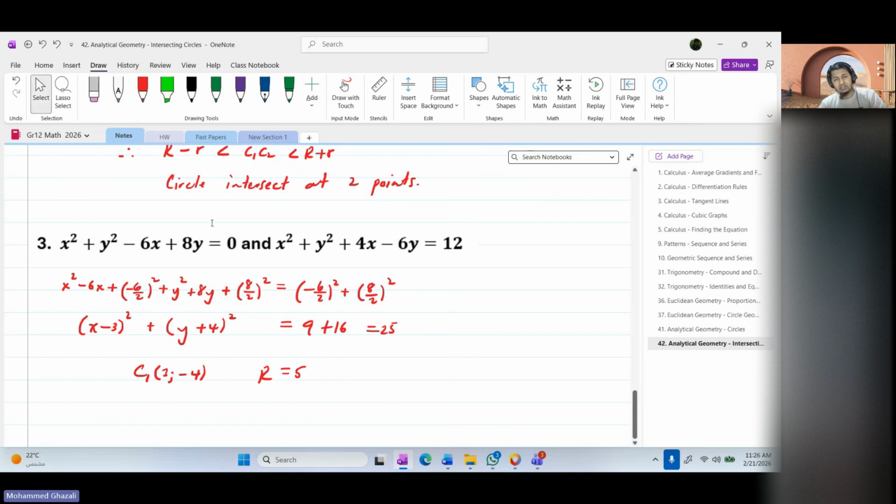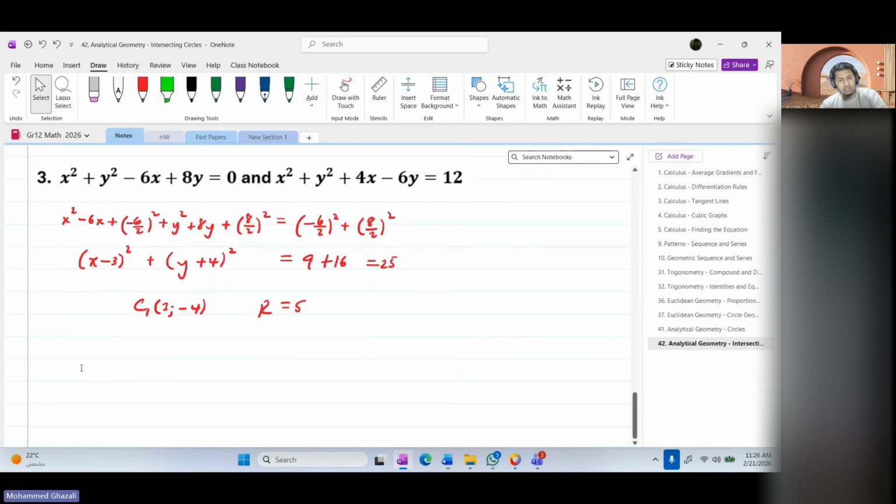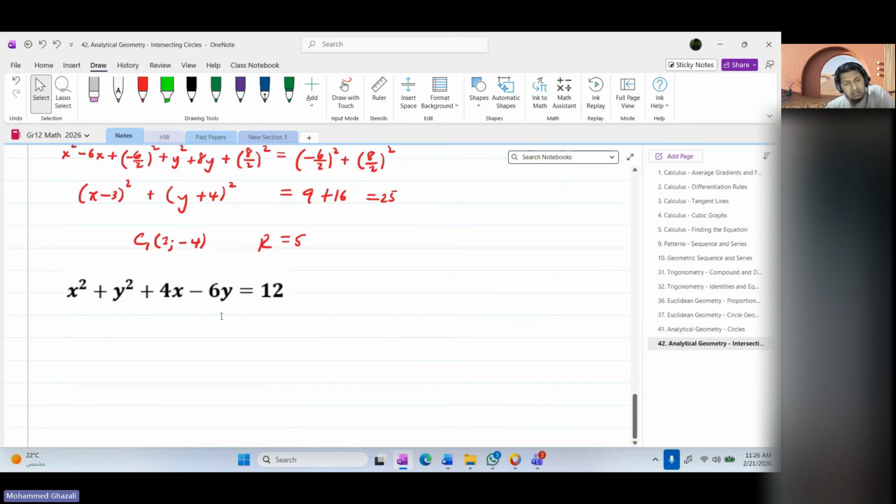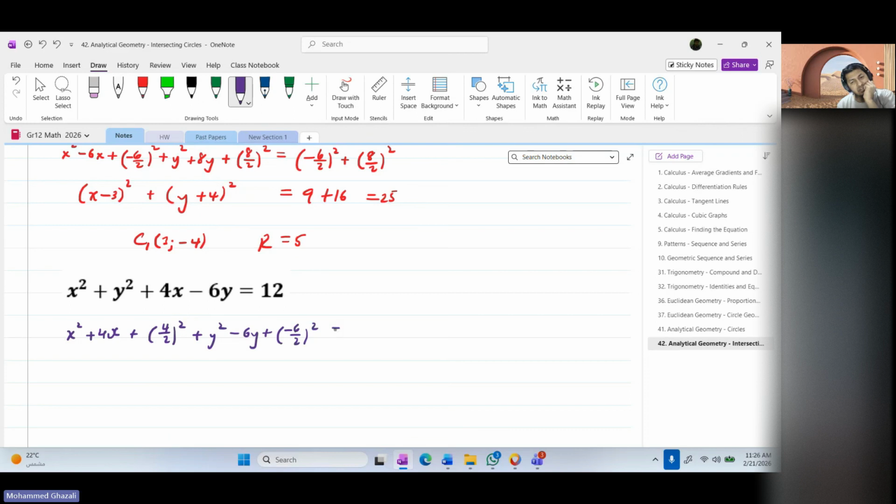The second part is this, and we need to simplify this. And so we got the center and the radius. Now, next part is x squared plus 4x plus 4 divided by 2 squared plus y squared minus 6y plus minus 6 divided by 2 squared is equal to 12 plus 4 over 2 squared plus minus 6 divided by 2 squared.